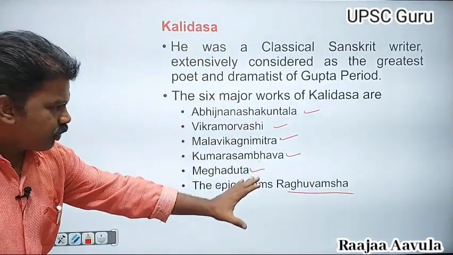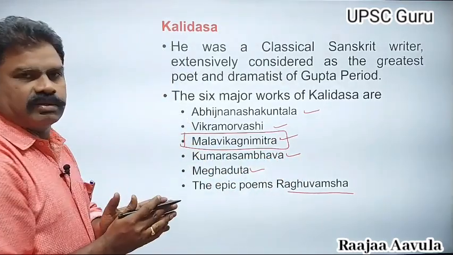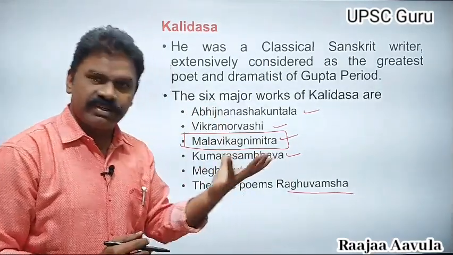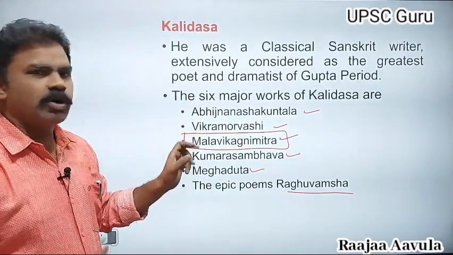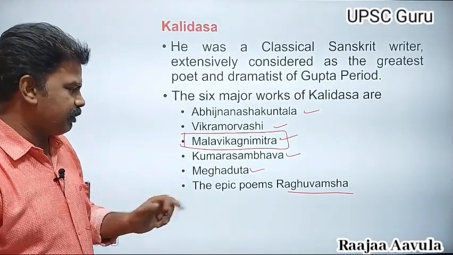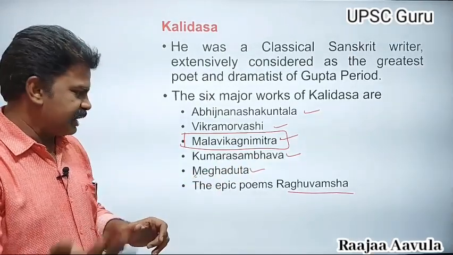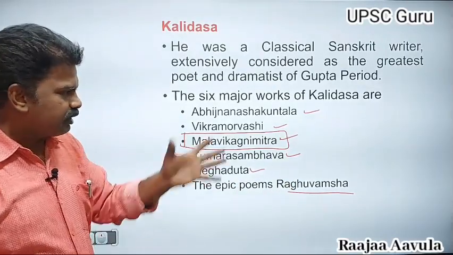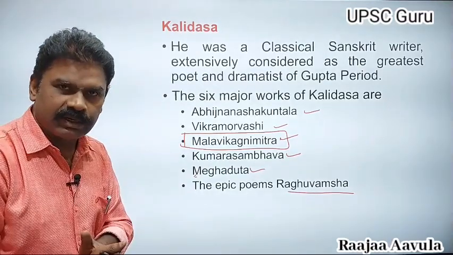All these works, except Malavikagni-mitra, are connected with either Puranas or epics. See once. Abhignana Sakuntala has been taken from the Mahabharata. Vikramorvasi has been taken from the Mahabharata. Kumara Sambhavam was taken from the Puranas. Meghaduta is taken from the Mahabharata. Raghuvamsam is taken from the Ramayana. Like that, either Puranas or epics, except Malavikagni-mitra.